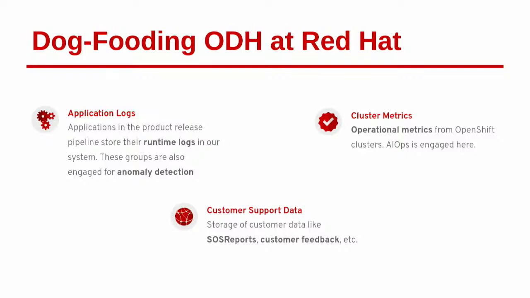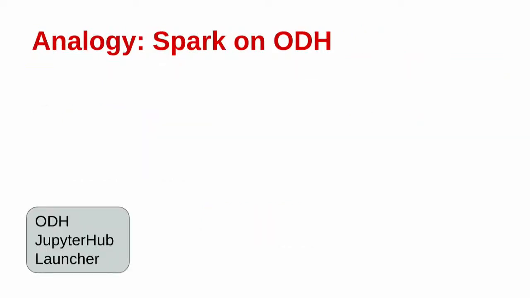So at Red Hat, we actually use Open Data Hub. There have been studies of application log analyses and collecting cluster metrics via projects like Operate First. And also internally, some of the customer support data is being processed. So it's a tool that we actually use.